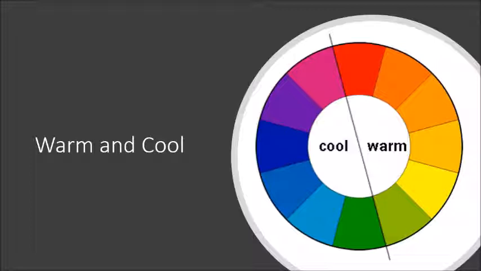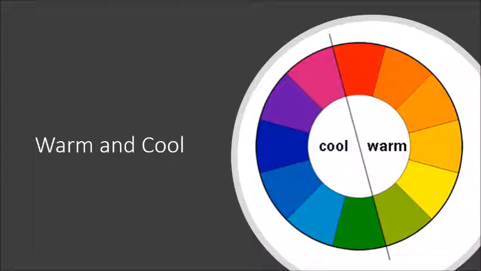Warm and cool color schemes. Warm color schemes are made of reds, oranges, and yellows. The warm colors tend to come forward in a picture. Cool colors are blue, green, and purples, and the colors made by them. These colors seem to recede or go back on the picture plane.